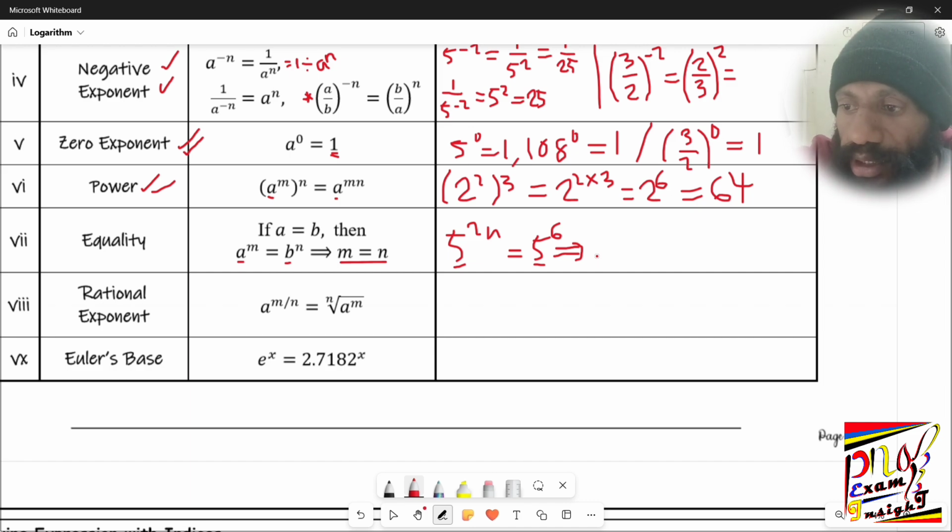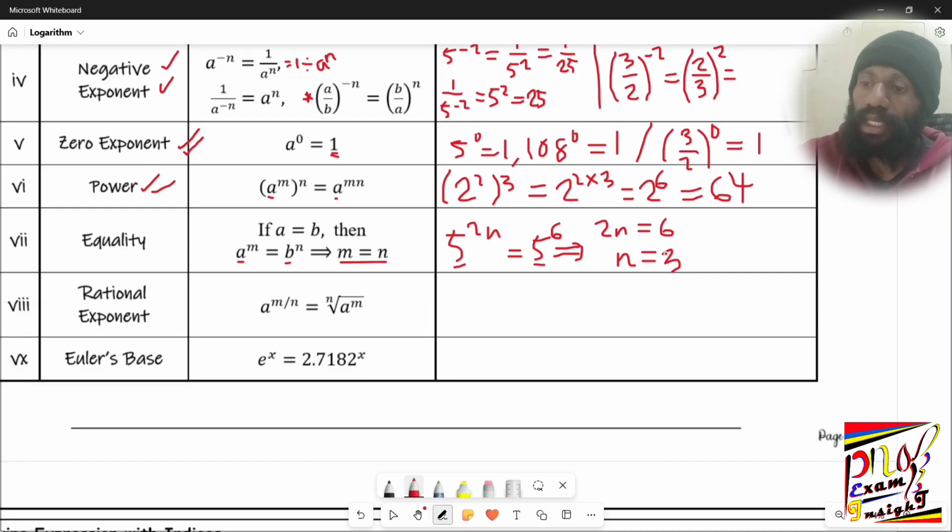So that means 2n equals 6. And then when we solve for n, we divide by 2 on both sides. When you divide by 2 on both sides, 2 divided by 2 is 1, so it's left with n, and 6 divided by 2 is 3. So therefore n is 3. So 2 times 3 is 6, and 6, so it's equal.